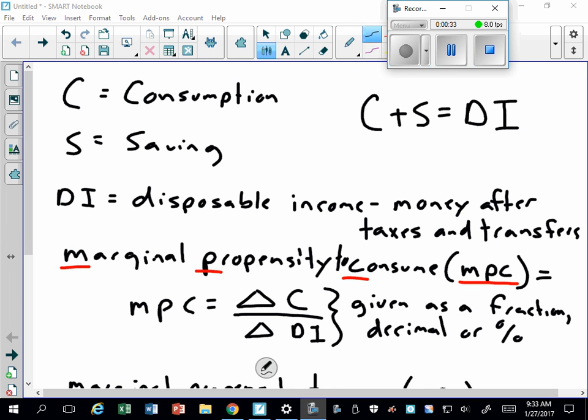Now, before we get going, there are some definitions up on the screen that you want to copy down. A couple things you need to be aware of. Anytime we see C, that's going to be consumption, and S is savings. What we do know is that C plus S will equal disposable income. Okay, and you see disposable income listed down here. Disposable income simply is your money after taxes and transfers.